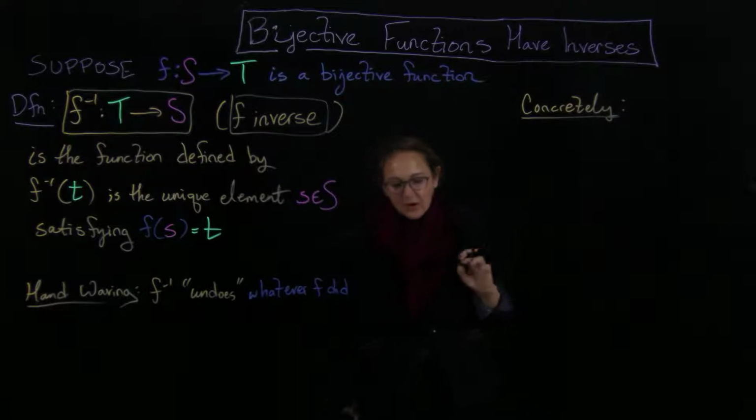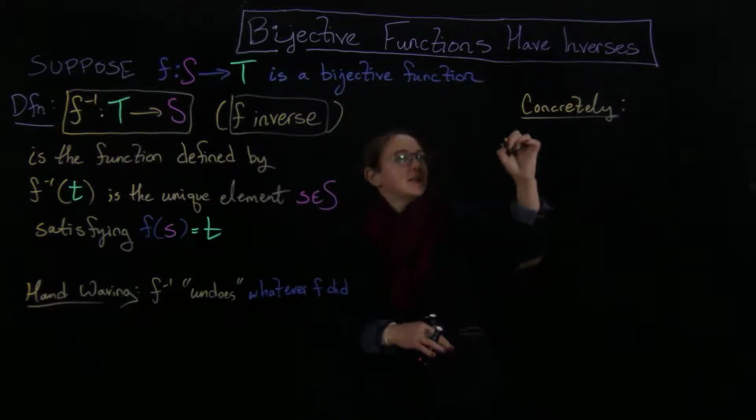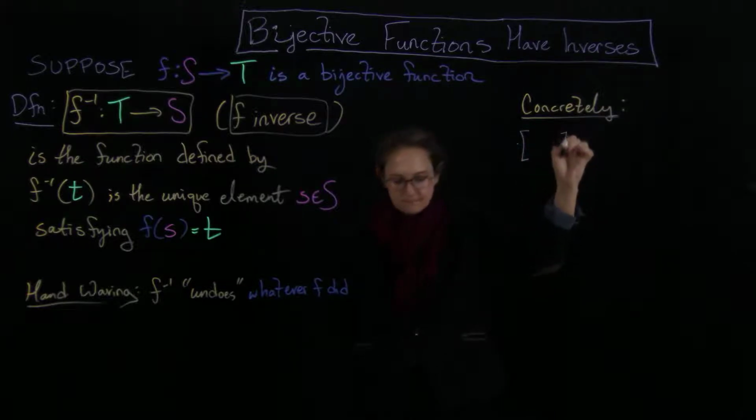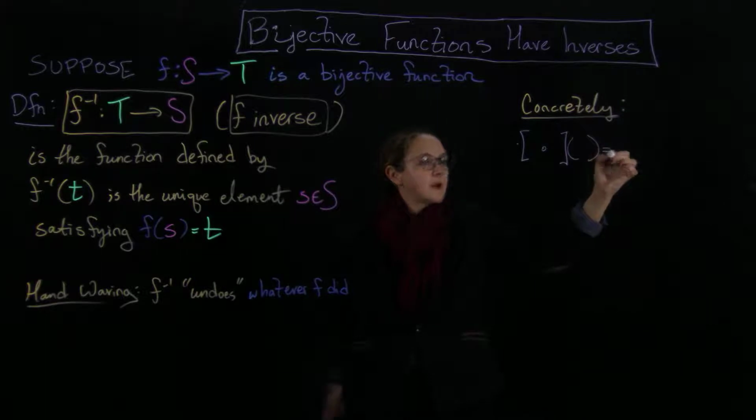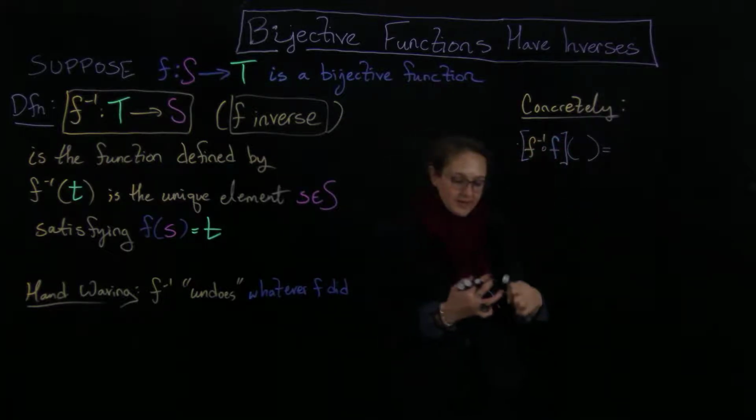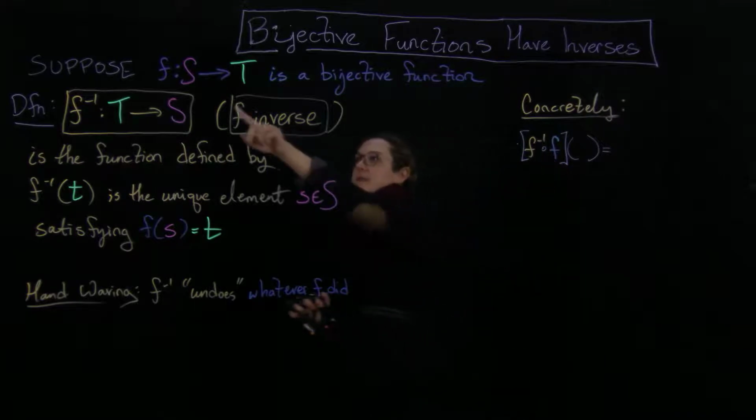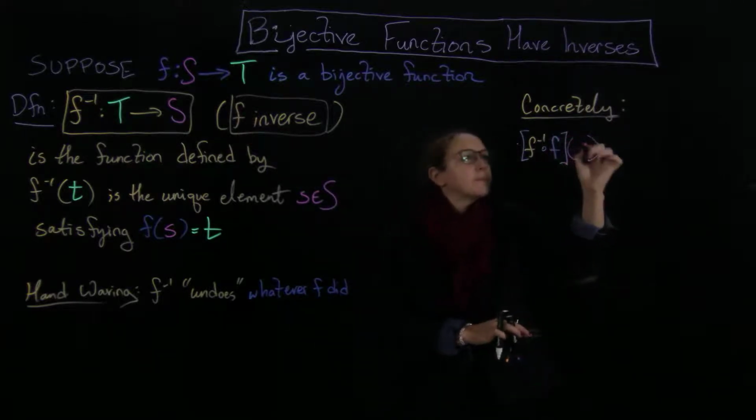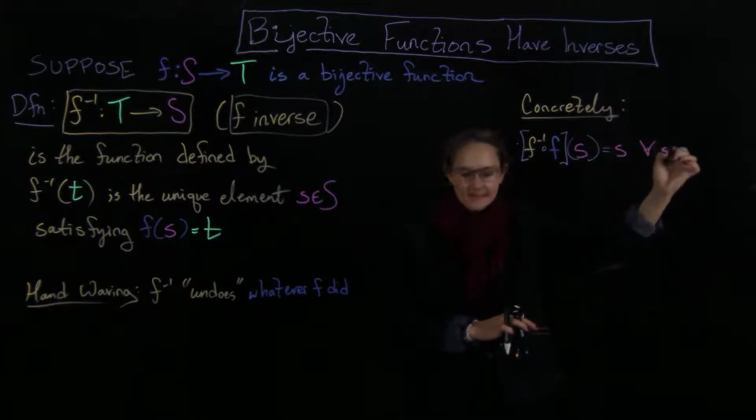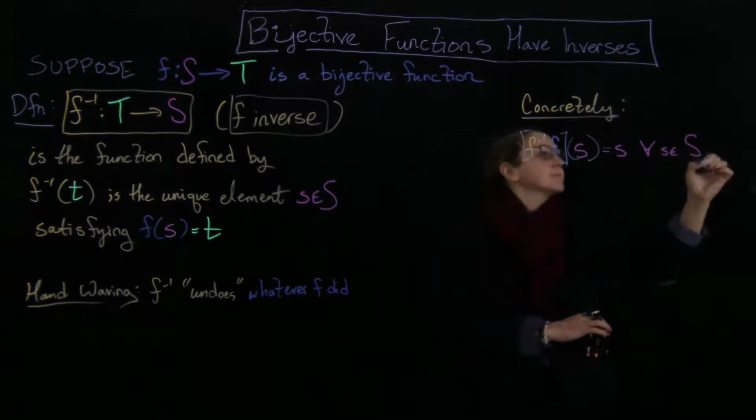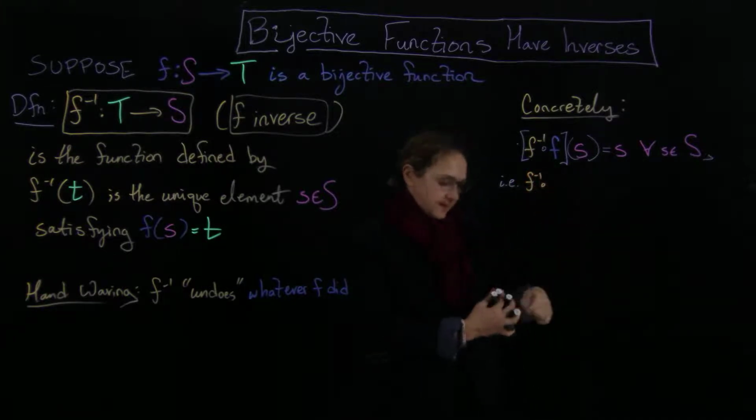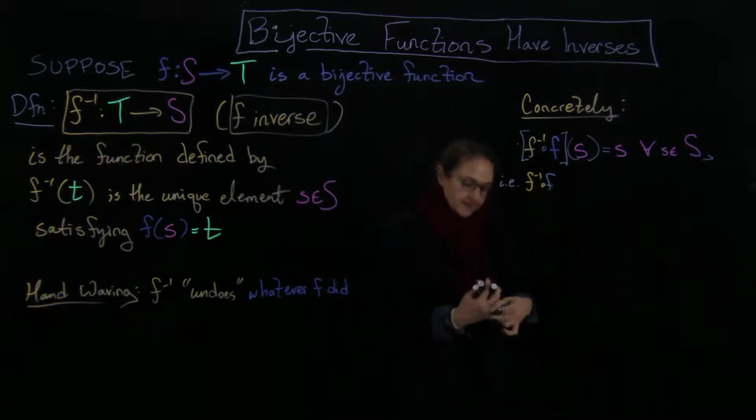Here's the concrete explanation. The first one is that if I take f inverse composed with f, meaning that first I apply f and then I apply f inverse, so I'm starting with an element in S, then I'm going to get s for all s in S, i.e. this composed with this is the identity function on S.